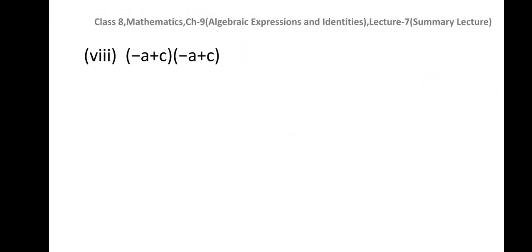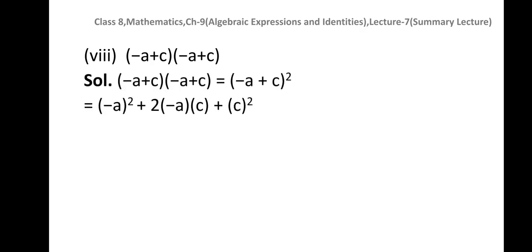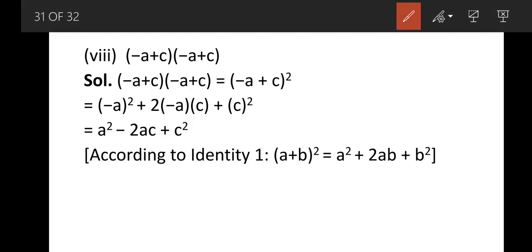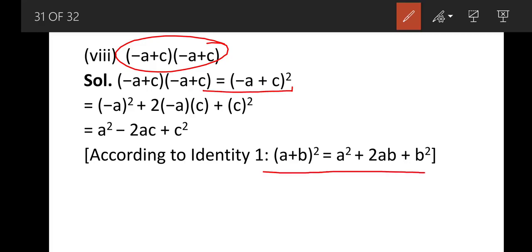Now coming to the last part of this exercise of this question, let us see now. I am writing the steps first so that it will be more clear to you to understand. Now look at this part. If I look at this part, it can be solved like this. This is present twice, so it will be written (−a + c) whole square. Now plus sign is there, so I have written this identity number 1.